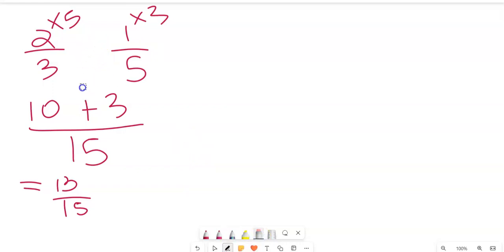What if it was a minus sign? Then the only thing different about it is that we would subtract. So 10 minus 3, 7. So our answer would be 7 over 15.